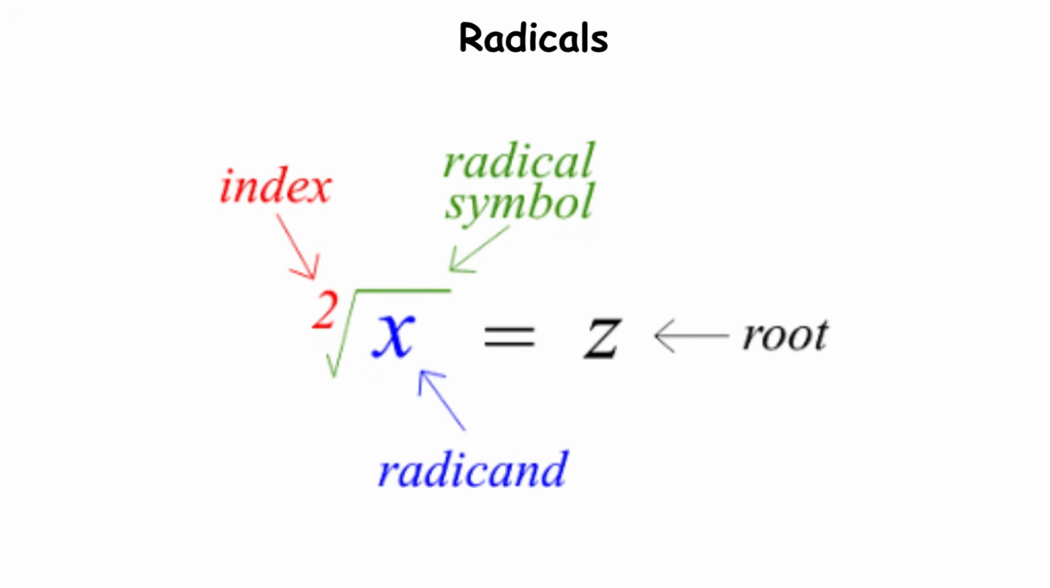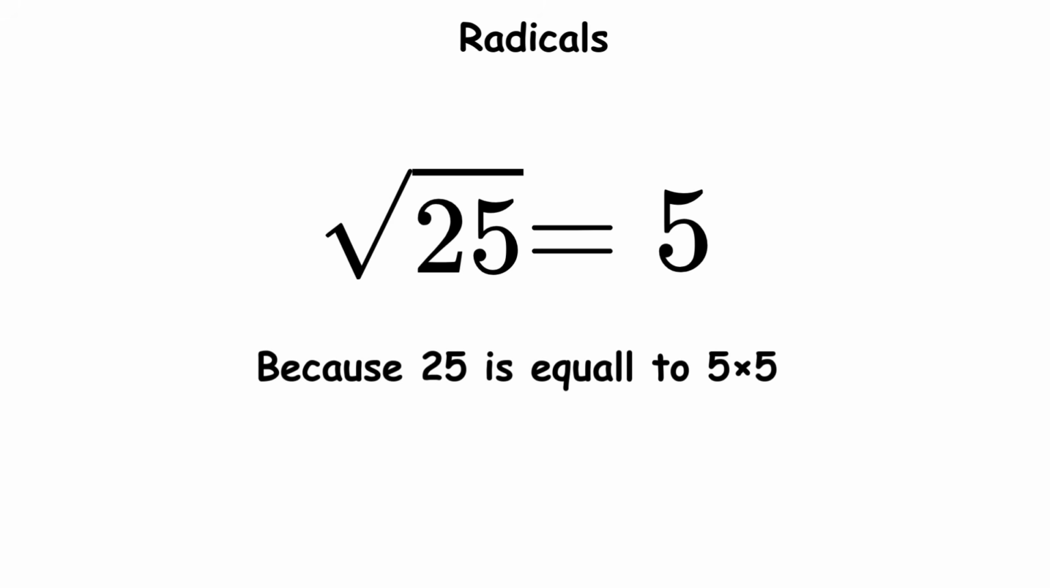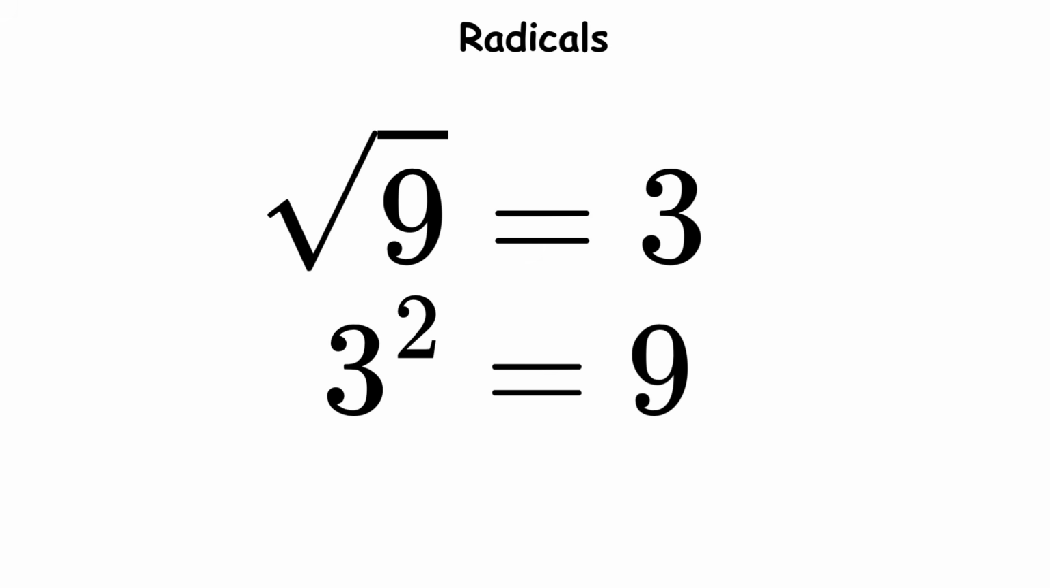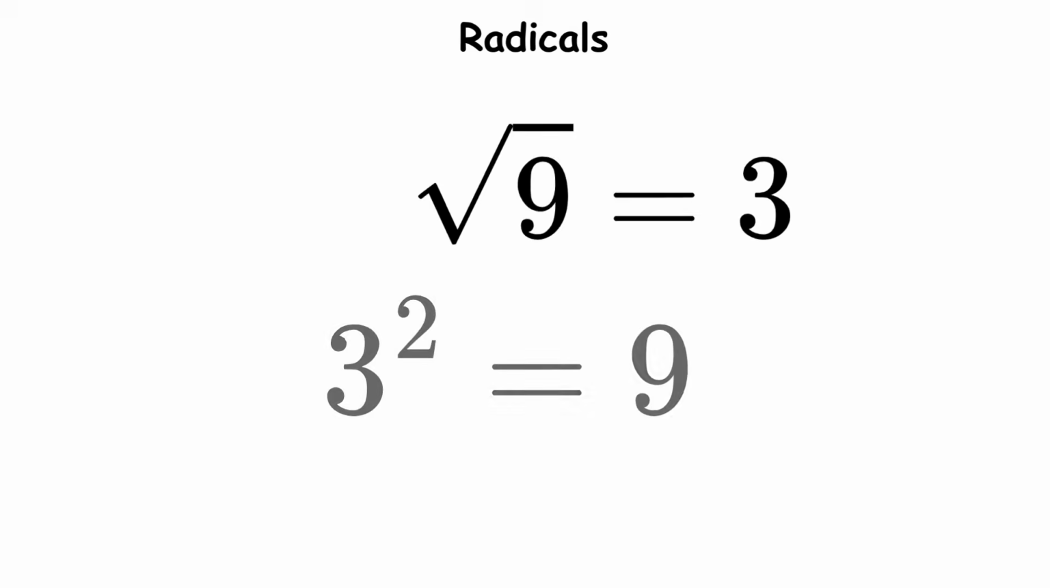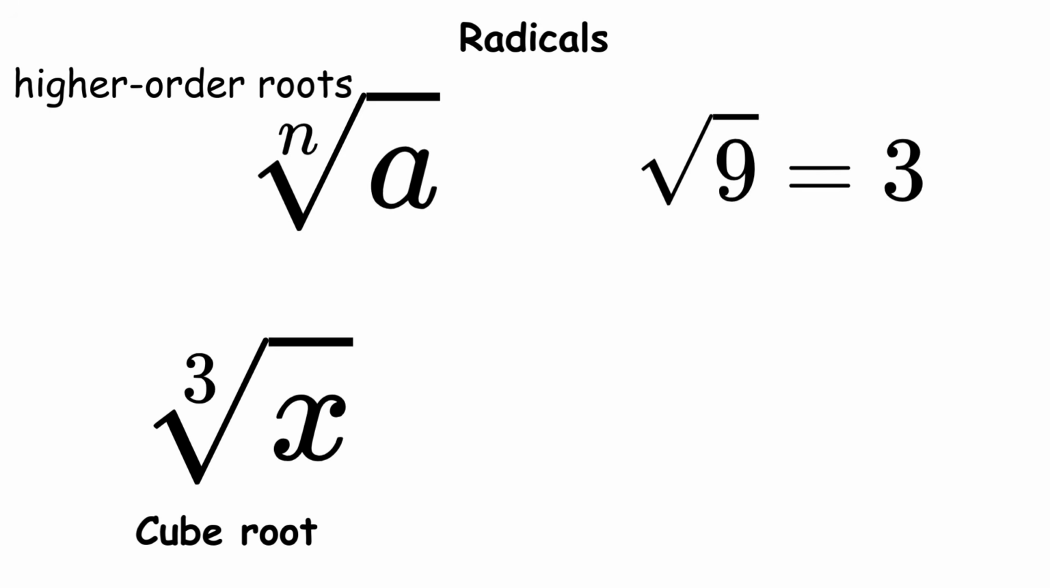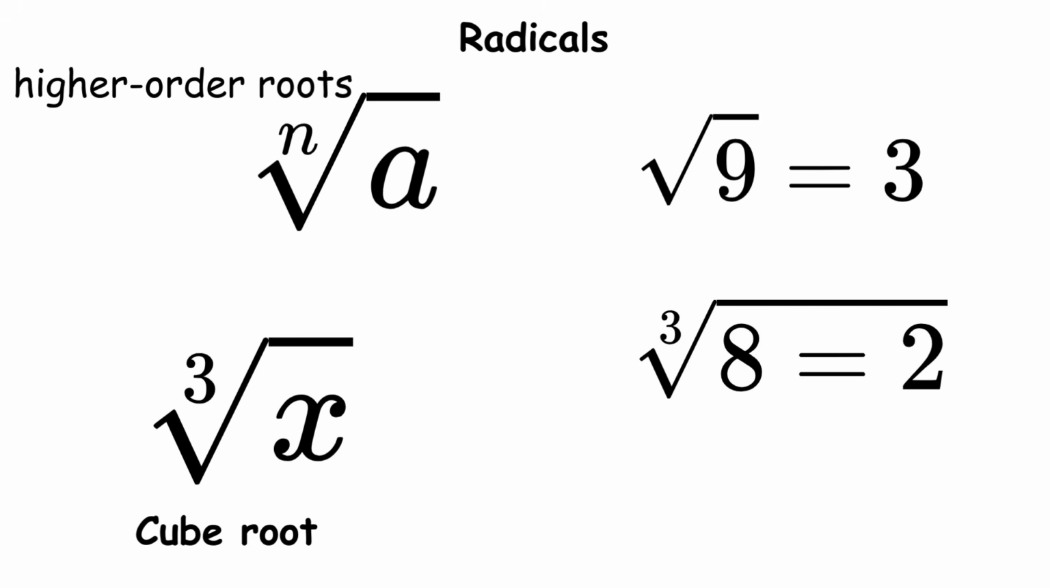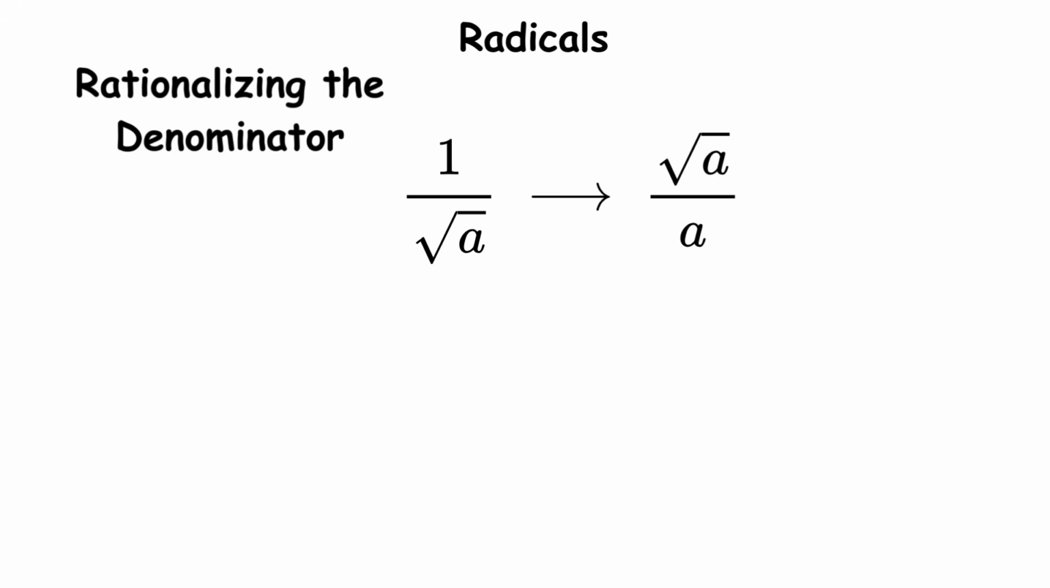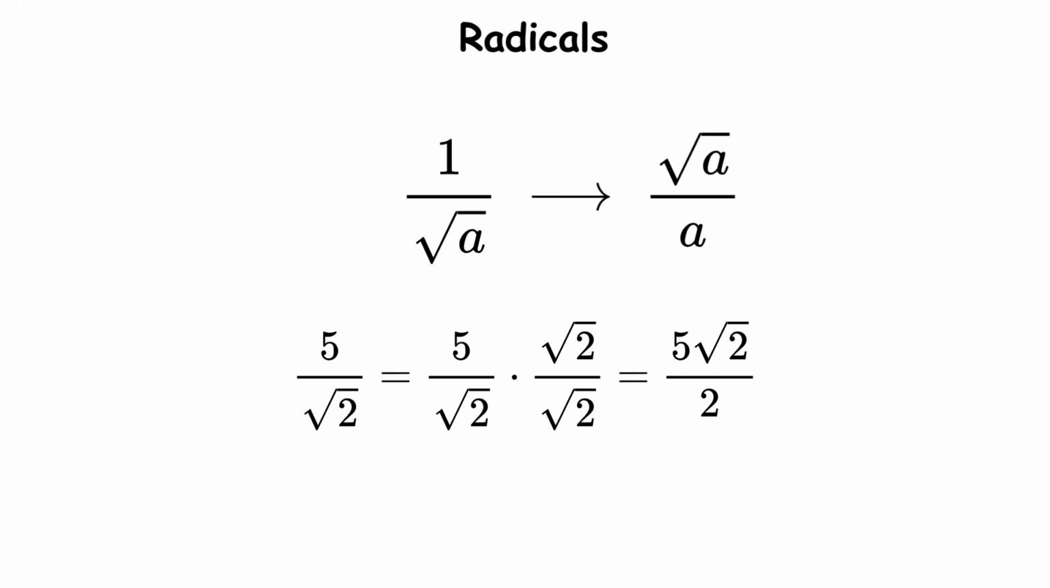The square root of a number, for example, is a value that, when multiplied by itself, gives the original number. So the square root of 9 equals 3, because 3 squared equals 9. We also encounter cube roots and higher order roots, like the cube root of 8 equals 2, because 2 cubed equals 8. Simplifying radicals, combining like terms, and rationalizing denominators are key skills in this area of algebra.